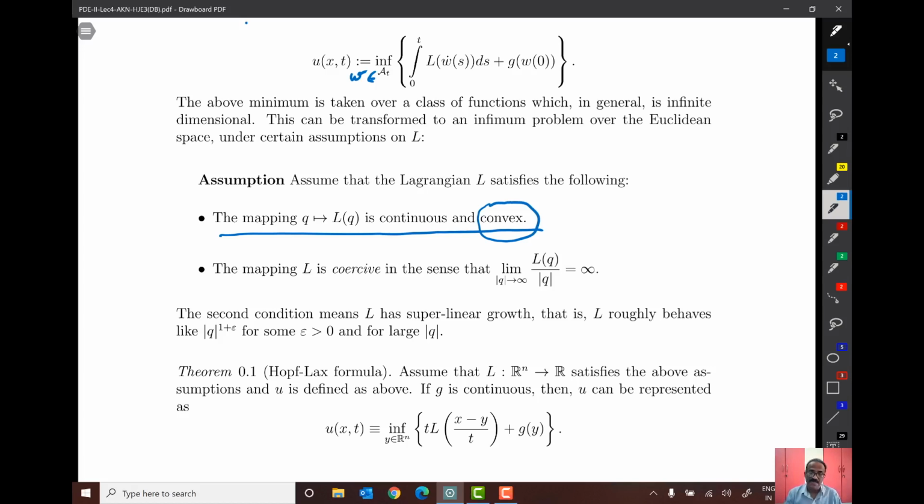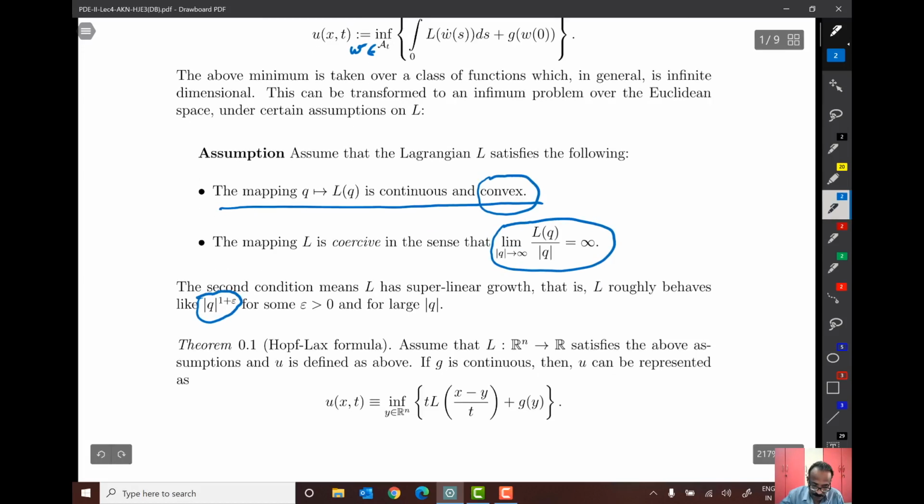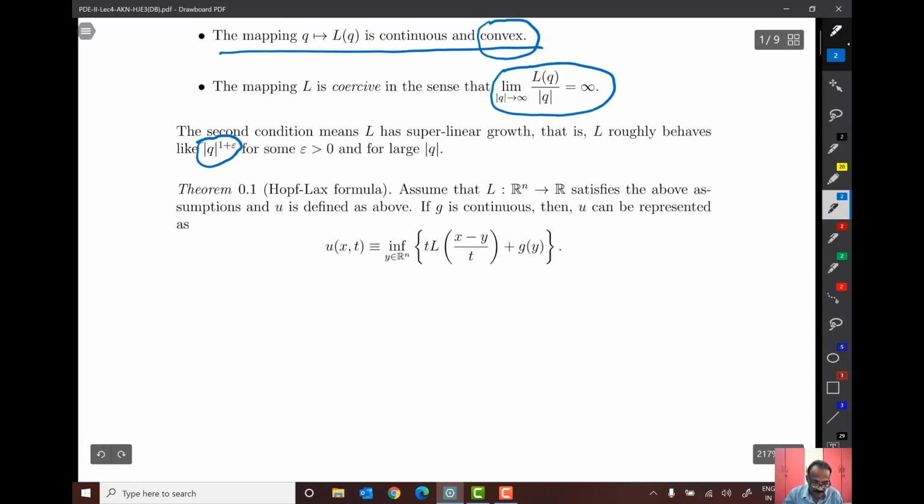For this particular thing, where we derived the Hopf-Lax formula, we have used this one. The second part is a coercivity condition, and that means L has a superlinear growth. Something like a growth like this. It need not be in this form, but you need a growth which is bigger than your mod q. Then we have derived the Hopf-Lax formula: if L satisfies the above condition and g is continuous, then u satisfies this minimization problem.